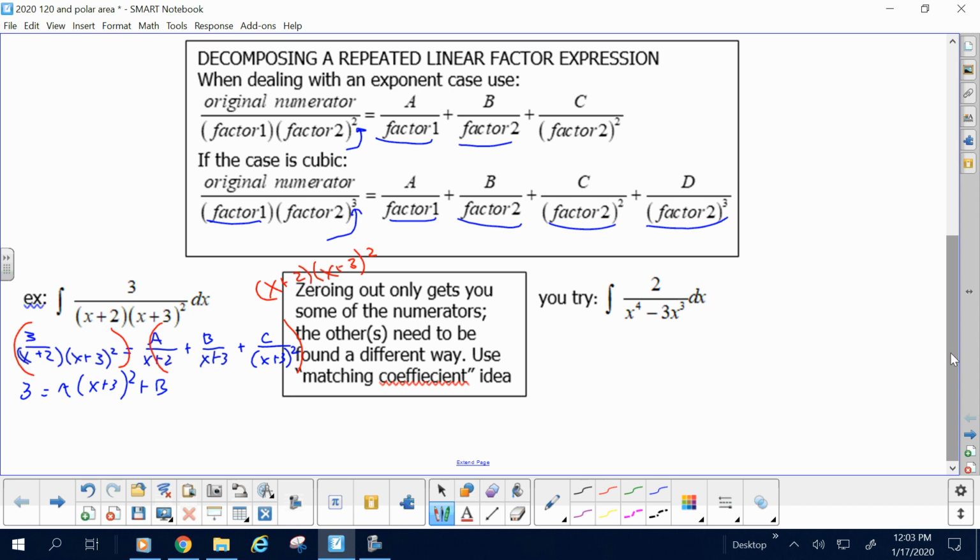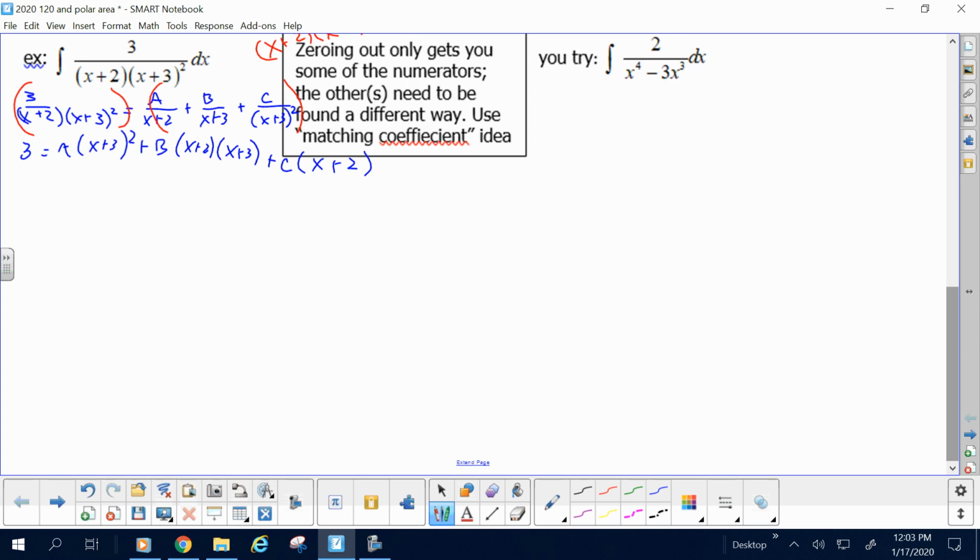So you have A times x plus 3 squared, B times x plus 2 and another x plus 3, and C times x plus 2. All right, we're getting there. Now, if we let x equal, what should we let x equal? Negative 3 sounds good. So 3 equals, the A, does it drop out or stay? A drops out. B, does it drop out or stay? Drop out. And C gets multiplied by negative 1, therefore C is negative 3.